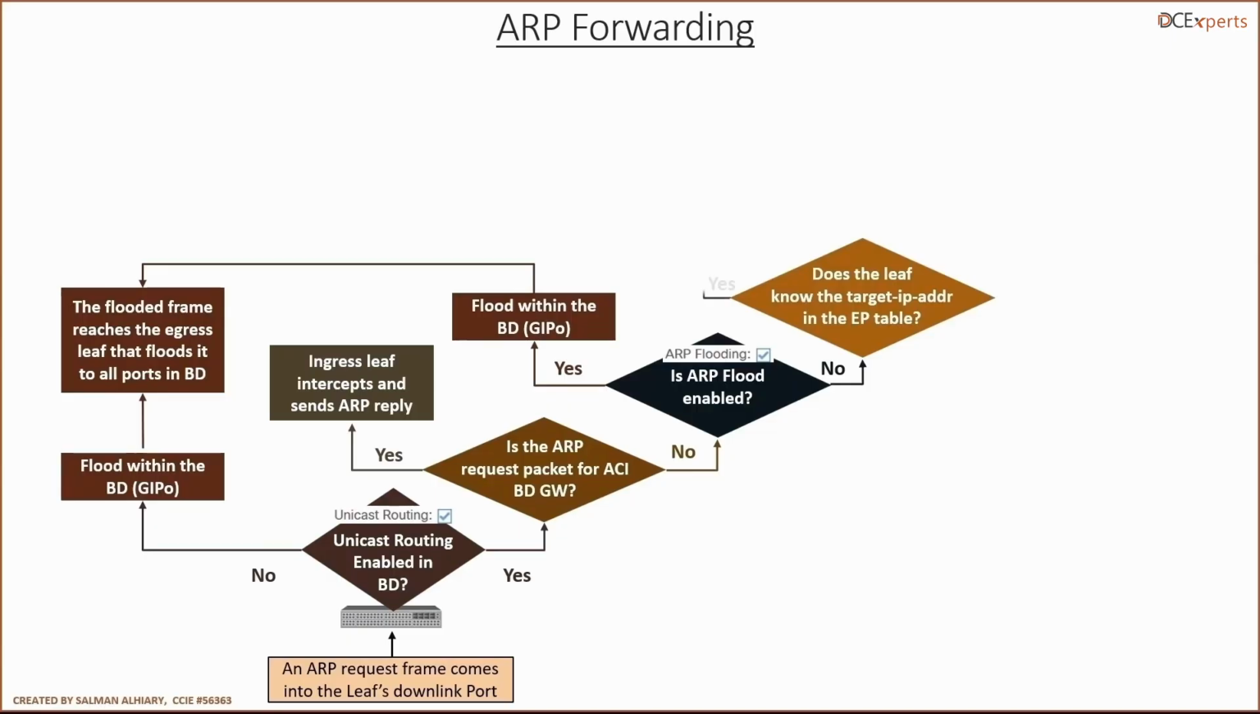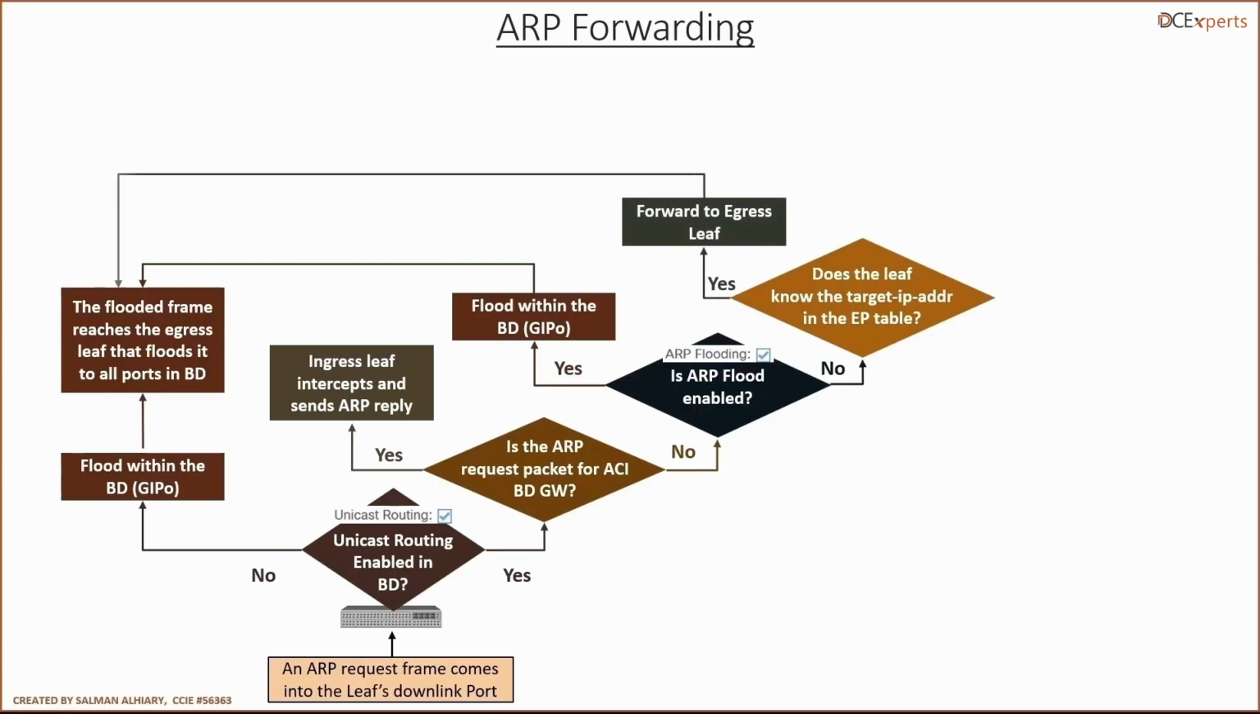If yes, the ingress leaf forwards the ARP request frame to the remote egress leaf. Consequently, the egress leaf floods the ARP request frame to all ports in the bridge domain. Moreover, if the ingress leaf has learned the target IP address locally, it replies directly to the ARP request message, just like the way it happens with the ARP suppress feature in the VXLAN EVPN technology.